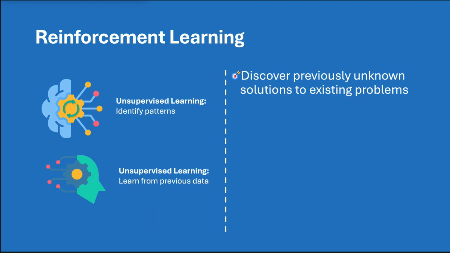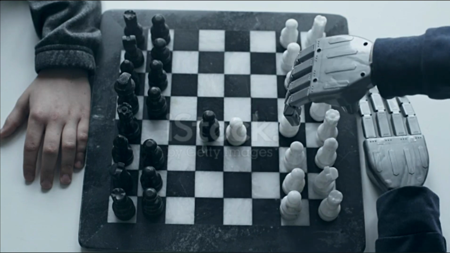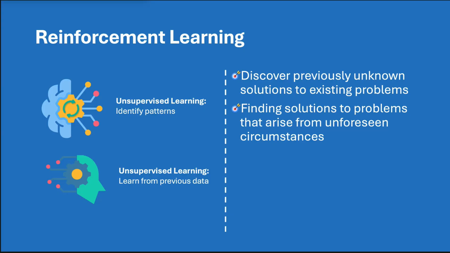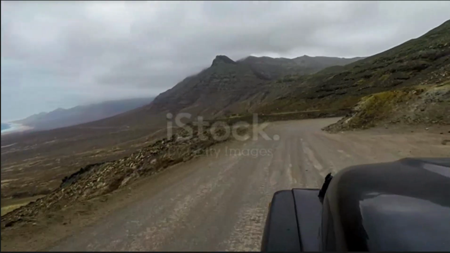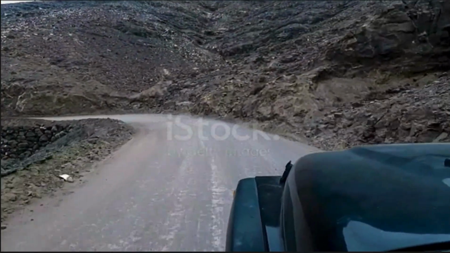The first objective is discovering previous and known solutions to existing problems, such as a machine that can play chess better than any human. The second objective is finding solutions to problems that arise from unforeseen circumstances, like a machine that can find an alternative route after a mudslide has blocked the expected path.